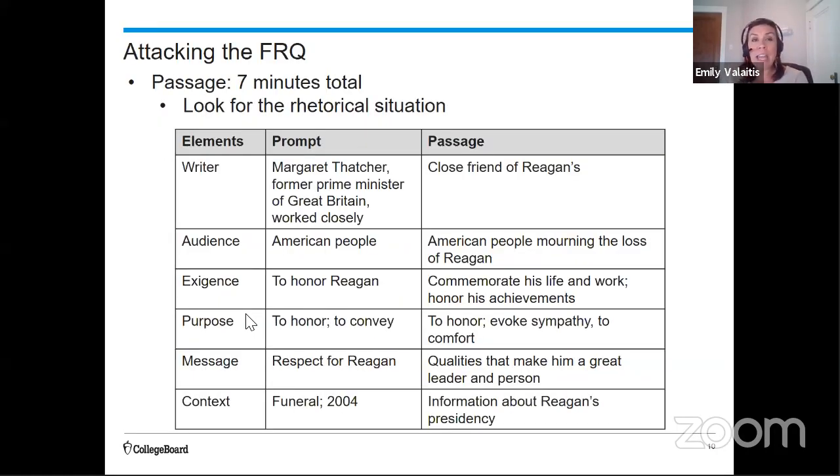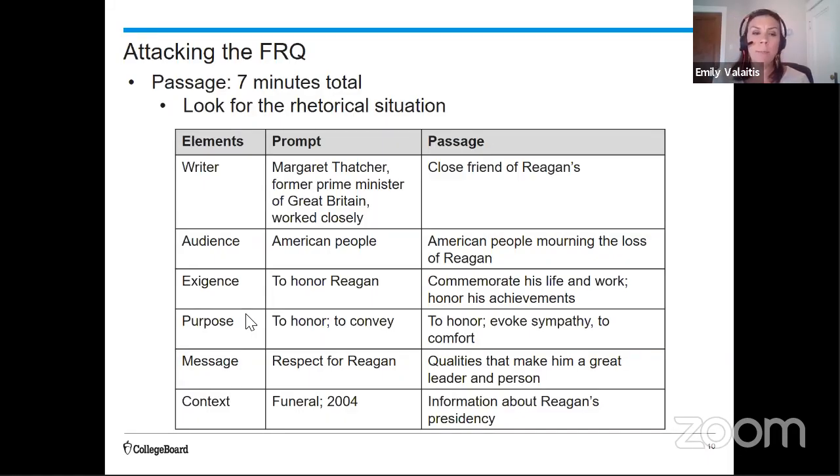The prompt gave us elements of the rhetorical situation, so it does serve like SparkNotes. It gives you a direction to take when you're diving into the passage. It's a lot easier to understand a passage when you have a little bit of a preview. So we have that, but the passage gives us so much more.